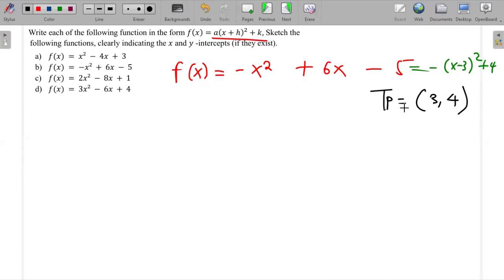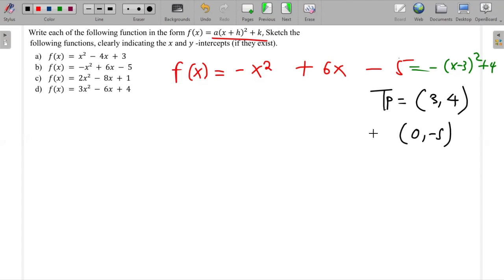And then what else should I find there? I should find the x-intercept and the y-intercept. So for the y-intercept, we know we said it's just to get the constant there, right? That would be my y-intercept. So the constant there is just minus 5. But if you want, you can try to put 0 there, 0 there. You still get minus 5. So that means my y-intercept is going to be at 0, minus 5.